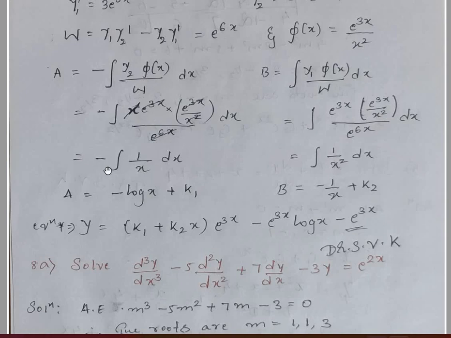Simplify that part. I will get the integrand as 1 by x. Integral of 1 by x is log x. So similarly go for finding b. I got the value of b as minus 1 by x plus k2.